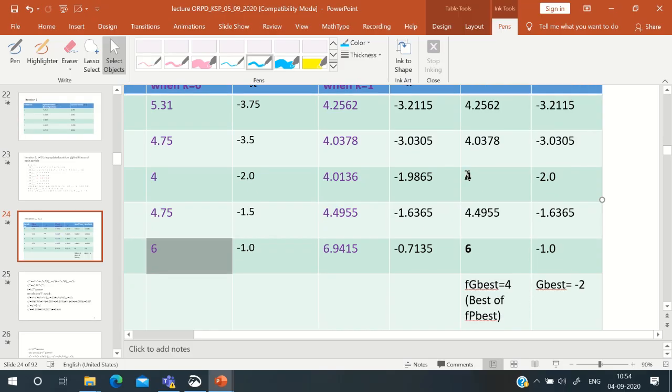the function G-best value, the global best particle's function value, will be 4, and the corresponding G-best x value would be -2.